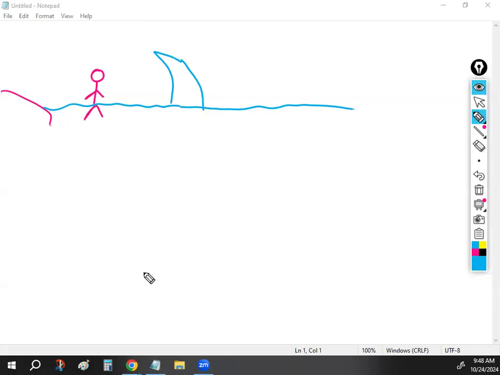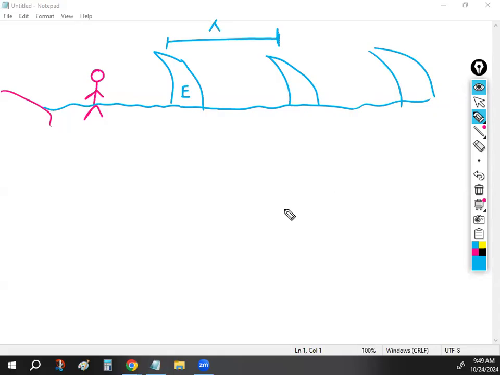Now, these waves, if you've ever been in the water and got hit by waves, they have energy, right? And you feel the energy as you get hit by them. Okay, so let's take a look at these waves. Let's say there are multiple waves coming at you, and let's say this is the wavelength. This is the distance between each of the waves.